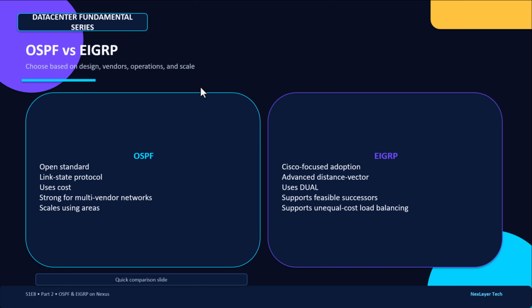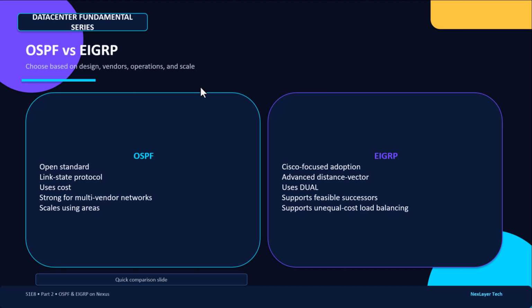OSPF also supports hierarchical scaling through areas. It builds a link state database and uses the SPF algorithm to calculate the lowest cost paths. EIGRP is an advanced distance vector protocol. It uses DUAL to calculate loop-free paths and can converge very quickly. EIGRP supports feasible successors and unequal cost load balancing. This makes it attractive in environments where fast failure recovery and flexible path utilization are important.